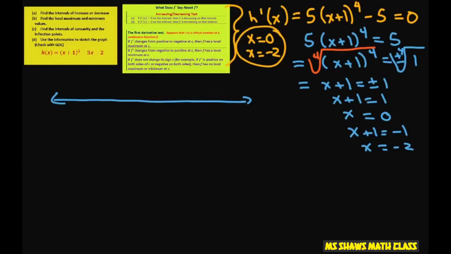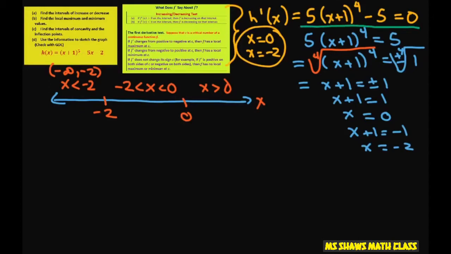Now, let's do a little sign diagram and put in our critical values. So we'll go negative 2, the smaller number, then 0. And we're going to check our intervals. These are our intervals. X is less than negative 2, x is in between negative 2 and 0, and x is greater than 0. All right. So our intervals would be like negative infinity to negative 2 and so forth, if you want to write it that way.